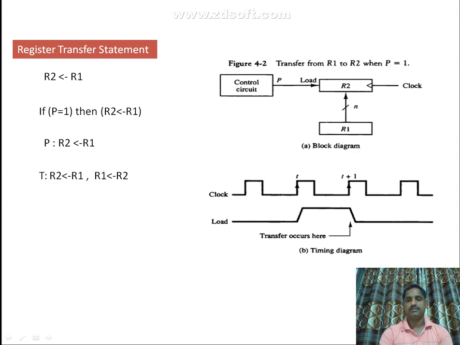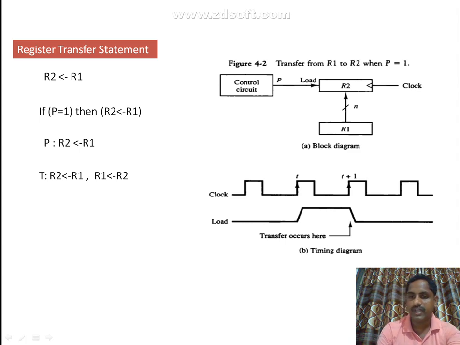See here, this is the clock and it is load. It is a transfer occurring here. The P is accumulated in the control section by revising the address of the clock pulse at time t plus 1, time t. The next position of the transfer is the clock at time t plus 1.